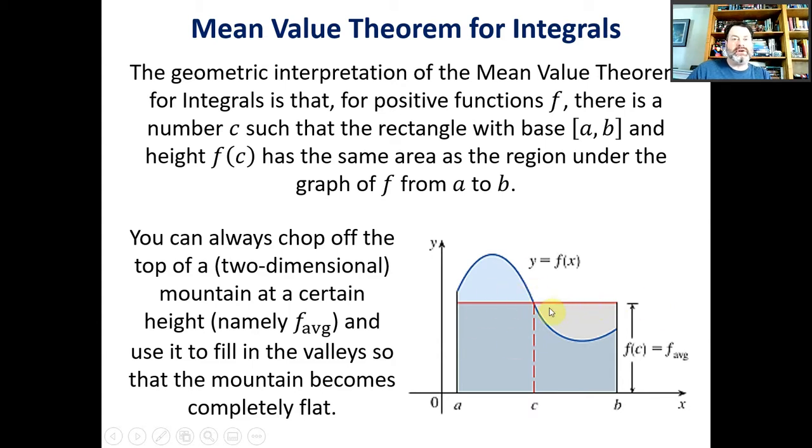And just looking at the graph, it certainly makes sense. For any curve, and you're finding the area between the curve and the x-axis, you can just move this thing up or down until the area under the curve is the same. So the red area under the rectangle is the same as the blue area under the function. And the other way to think of it is this: you can chop off the top of a two-dimensional mountain at a certain height. You chop it off at the average value, and then you take what's left over and push it over into the valley so the mountain becomes flat. This is definitely a sort of mnemonic way to remember what it does. So that's where the term mean value comes from, just average value.